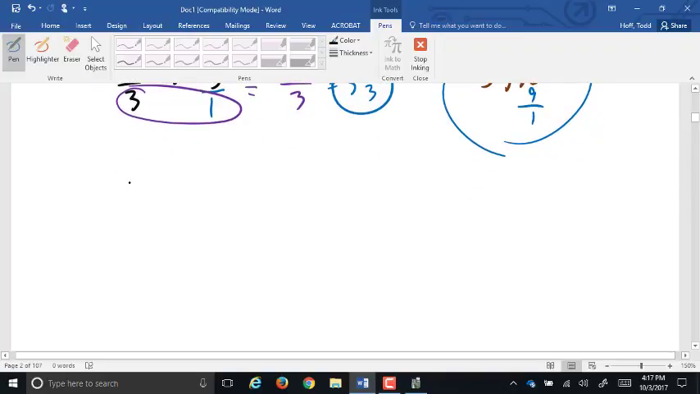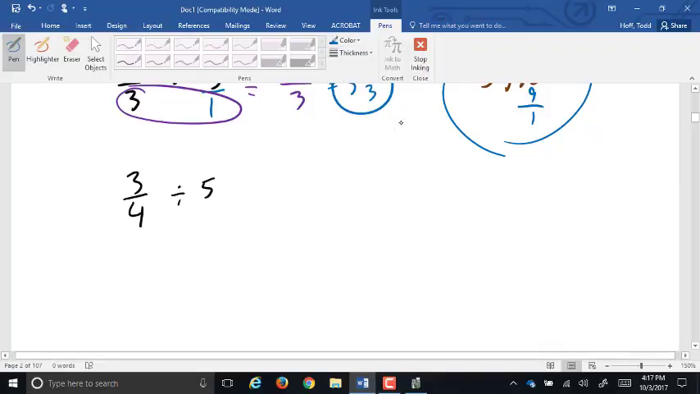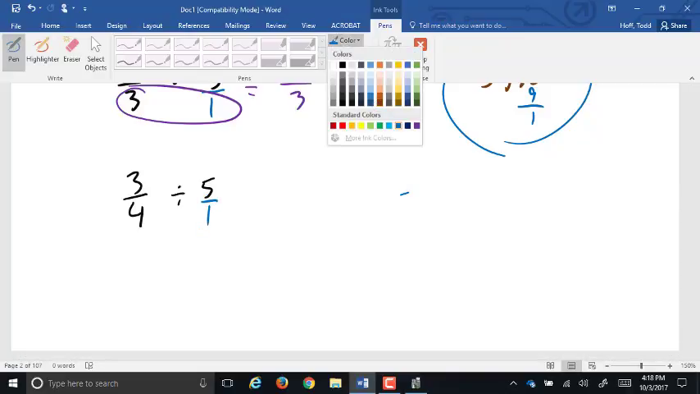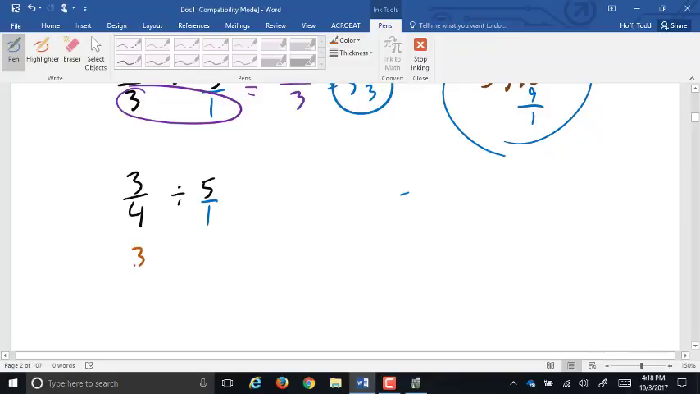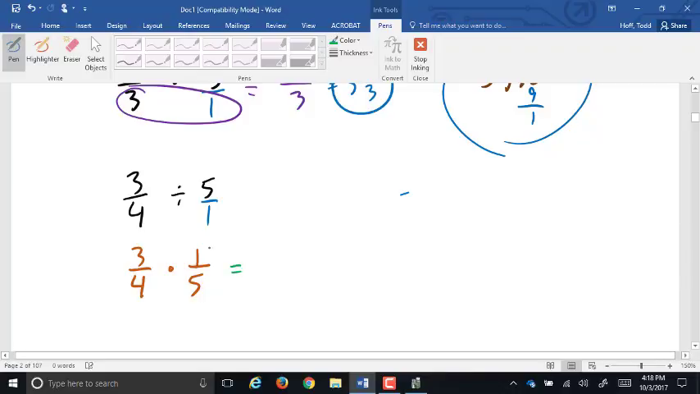What about 3/4 divided by 5? Perfect. We make that 5/1. And now we still have to do the reciprocal. So that'll be 3/4 times 1/5. Perfect. So now we multiply. 3 times 1 is 3. 4 times 5 is 20. That's 3/20.